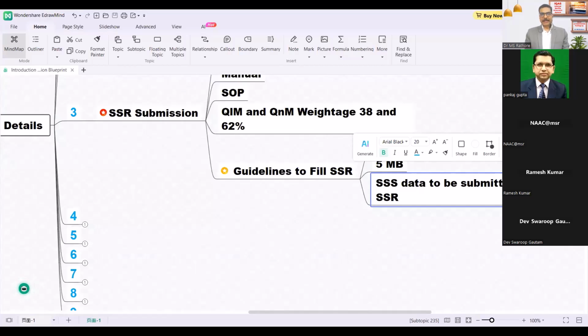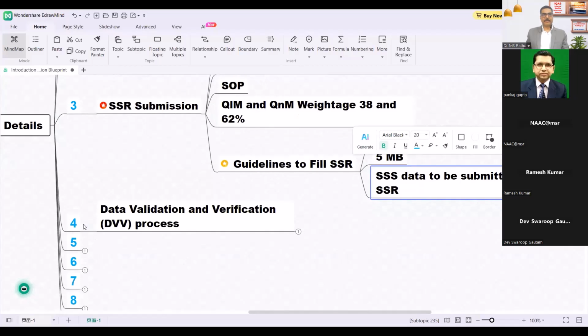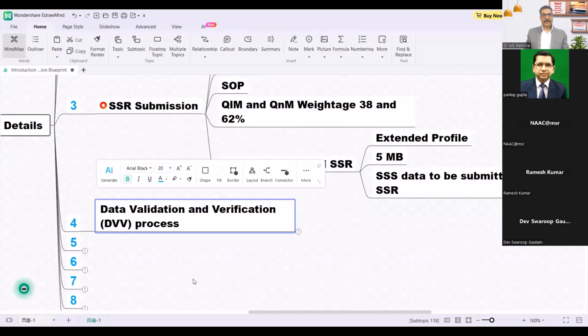So up to this point, it is clear that step by step we are moving through what the NAAC accreditation process is. Now, once the SSR is submitted, the next step is the data validation and verification process.